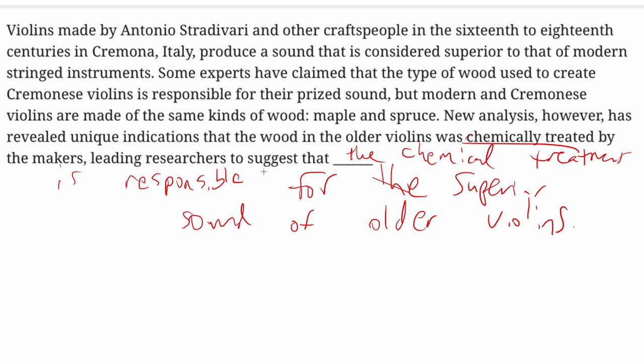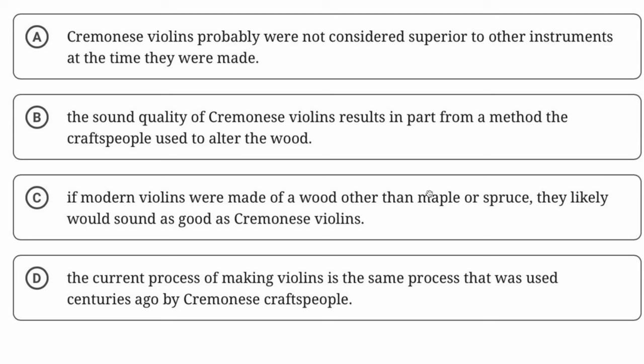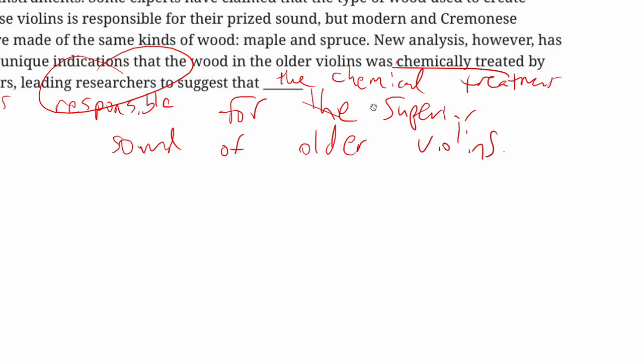Maybe not wholly responsible, but at least partly responsible, because again, it's not the wood. It's got to be something that distinguishes these. And so, A is irrelevant. It's not about other instruments at the time they were made. It's about the old versus the new ones. B: a method the craftspeople used to alter the wood, the chemical treatments that they applied to the wood.